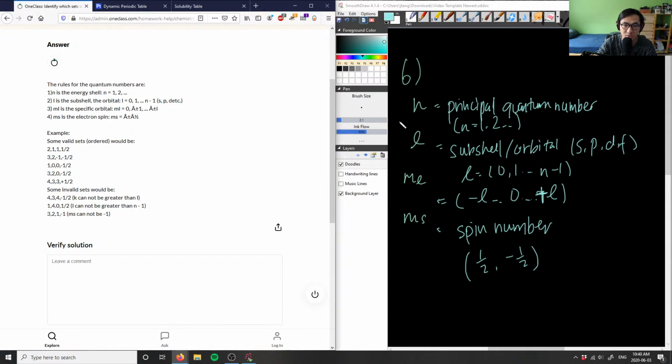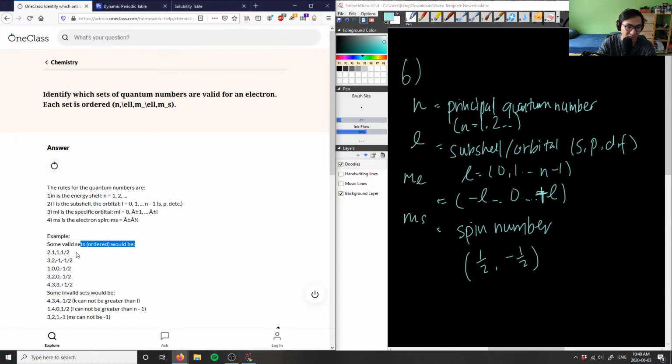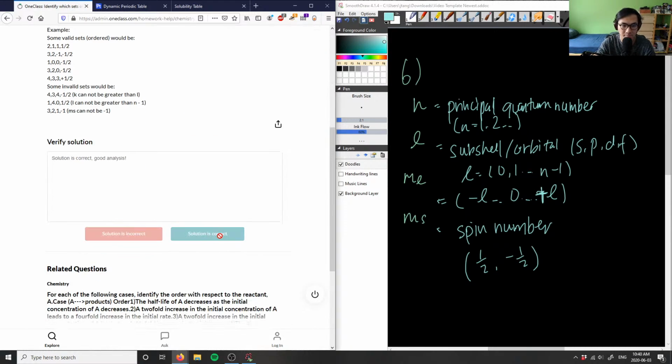So valid sets here, they have 2 here, which is our principal quantum number. 1 here will be our subshell, so it'd be 1. 1 can also be a magnetic quantum number, and the half is going to be our spin number, which is good. So checking the first example, the solution is correct. So that's a valid set of quantum numbers here.